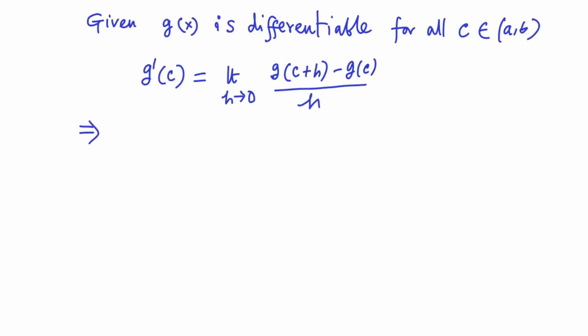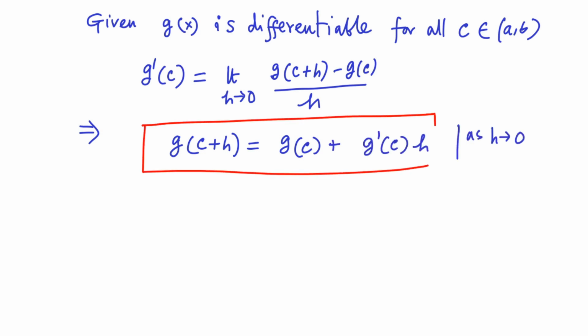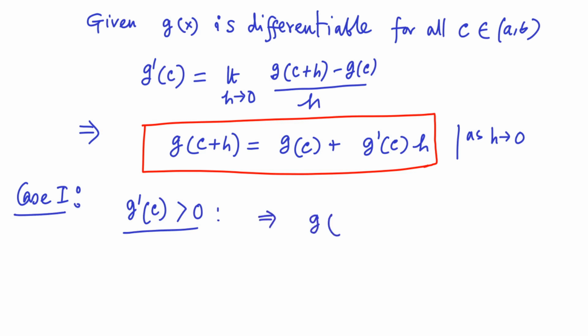Then g prime c, by definition of derivative, can be expressed as the limit h goes to 0 of g of c plus h minus g of c divided by h. Now we can rewrite g at c plus h as g c plus g prime c times h as h goes to 0. Now in case g prime c is positive, that would mean that g at c plus h is greater than g at c, given h is positive.